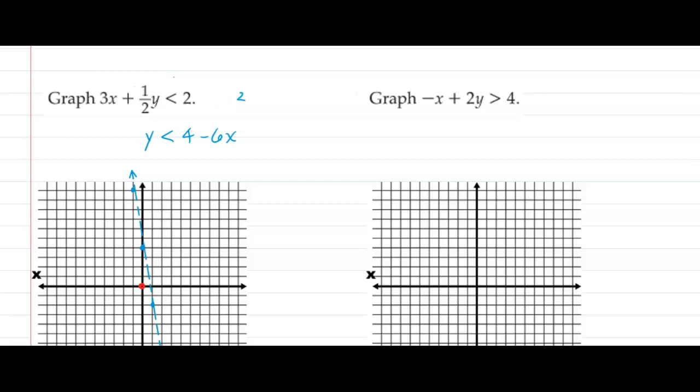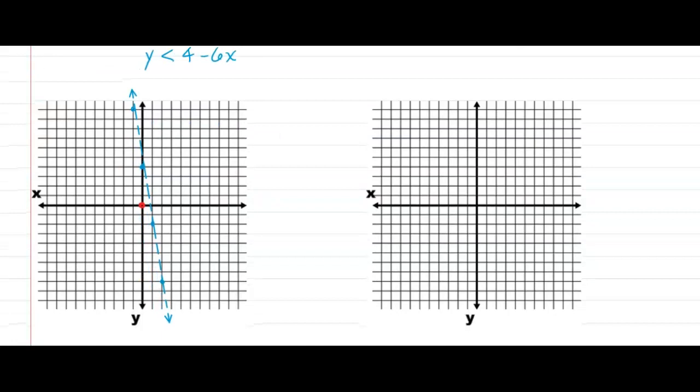And we're going to put zeros in. 3 times 0 is 0. 1/2 times 0. Is that less than 2? It is. So sure enough, we were right. We are going to shade the side that has our test point, our red dot.